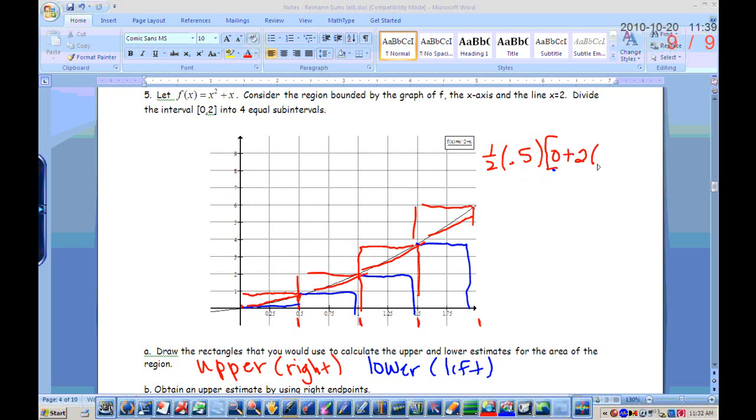Okay. And so that height was 0.75. And then the next height was 2. And then 3.75. And then I can close my parenthesis, and the last height was 6. And we get 4.75.